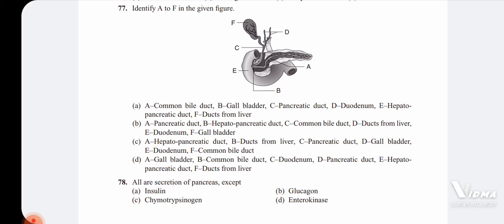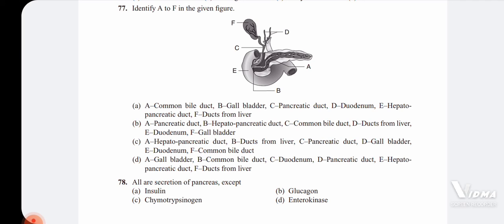We need to find what is A, B, C, D and E. So here option A, what in the diagram they have labeled A, that is with respect to the pancreatic duct. Then B, that pancreatic duct is going to join with the common bile duct and it is going to run as a hepatopancreatic duct. C, you check, it is the common bile duct.